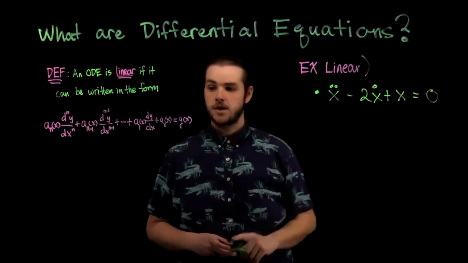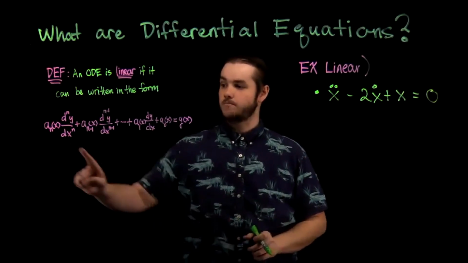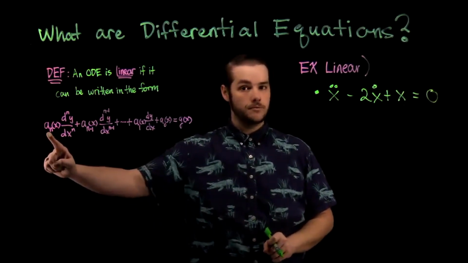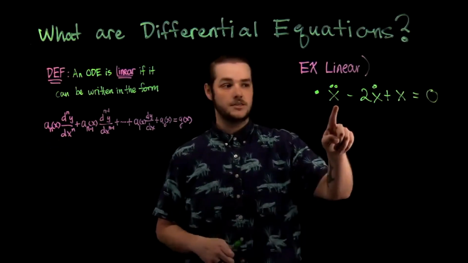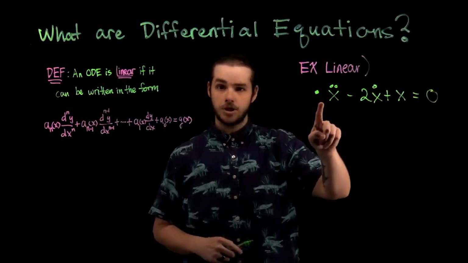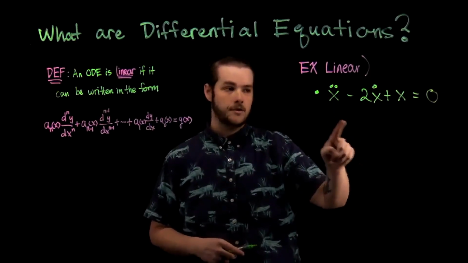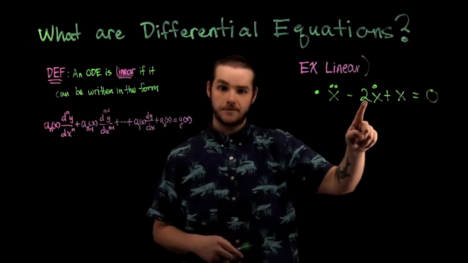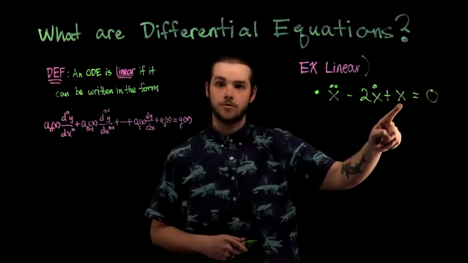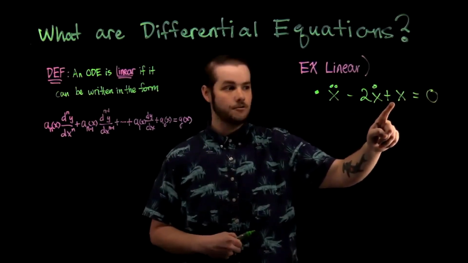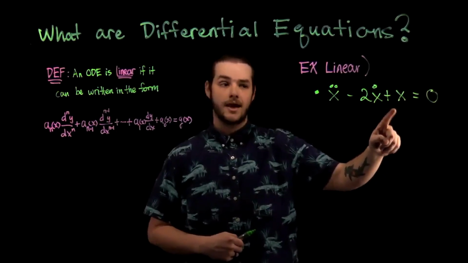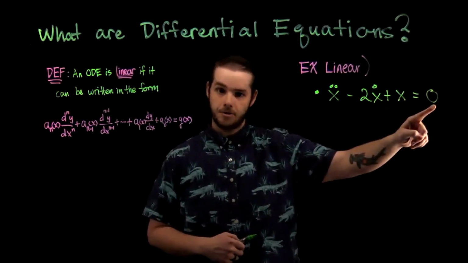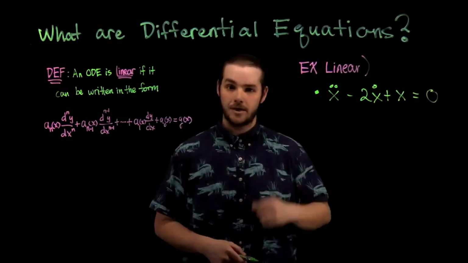So here, that would be my n is 2, right? I have the second derivative, and its coefficient has no derivatives. The first derivative term, its coefficient has no derivatives. And the final term, or the order 0 term, its coefficient has no derivatives. Neither does the right-hand side of the equation. So we would say this is linear.